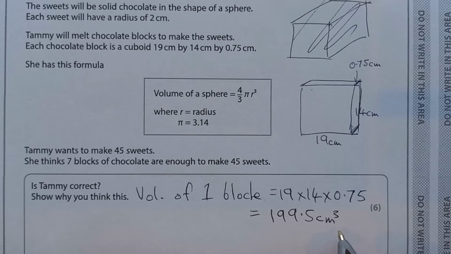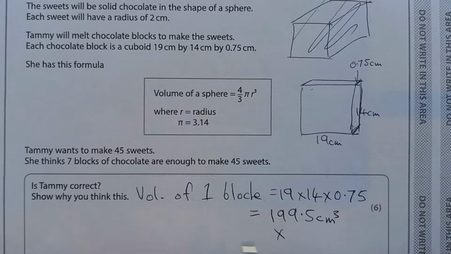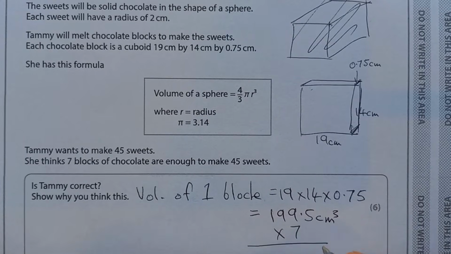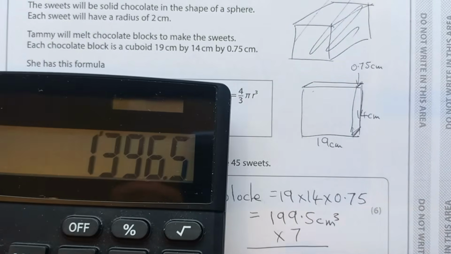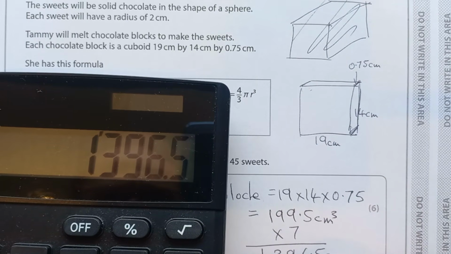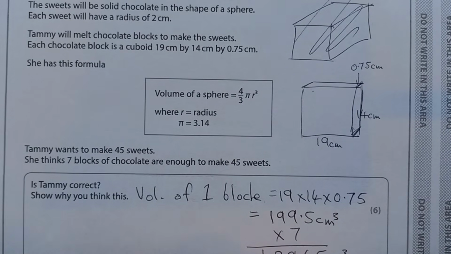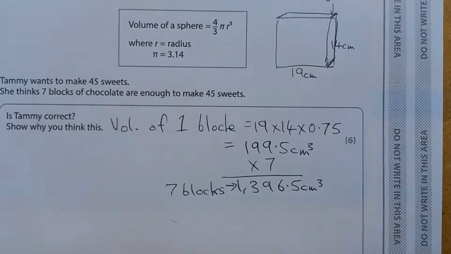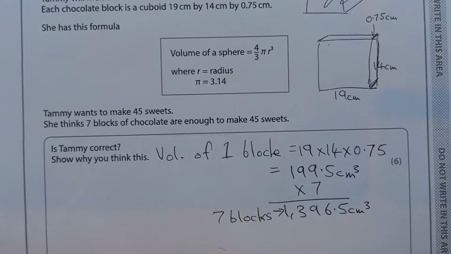Okay. Now, we've got 7 of these blocks, or she thinks 7 blocks are enough, so multiply that by 7, and we get 1,396.5 centimetres cubed. So that's how much she's got. So that's 7 blocks. Now we've got to think about the sweets.